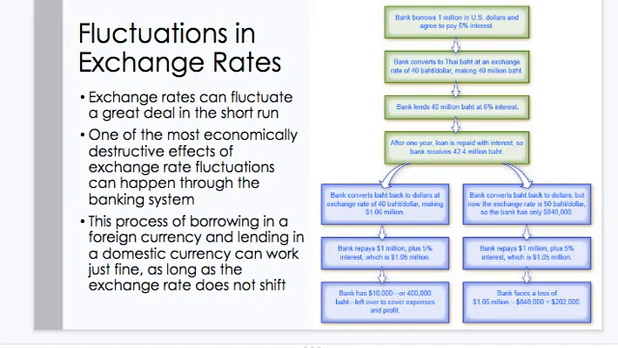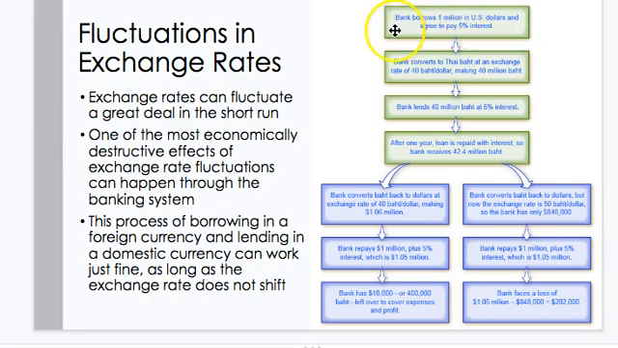Fluctuations in exchange rates. Exchange rates can fluctuate a great deal in the short run. One of the most economically destructive effects of exchange rate fluctuations can happen through the banking system. This process of borrowing in a foreign currency and lending in a domestic currency can work just fine as long as the exchange rate does not shift.